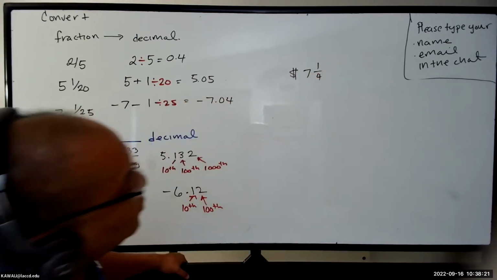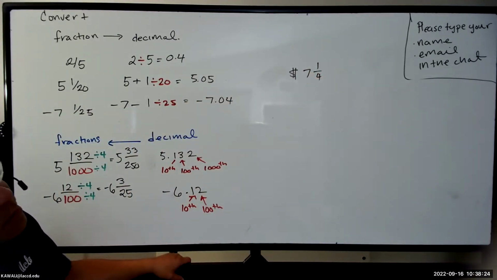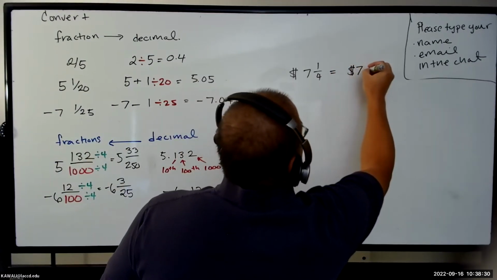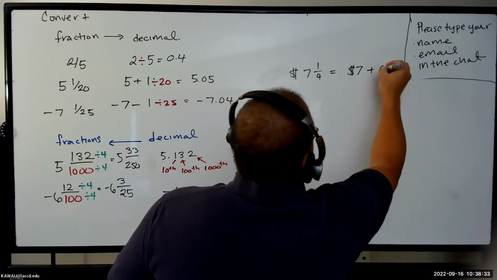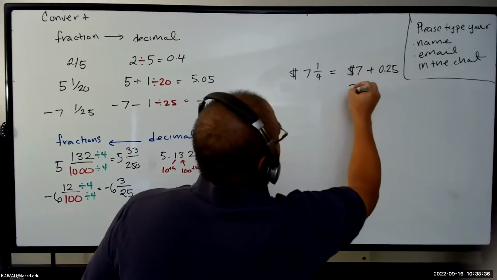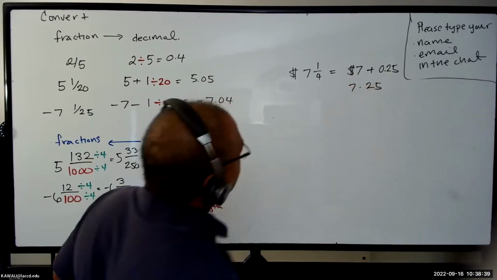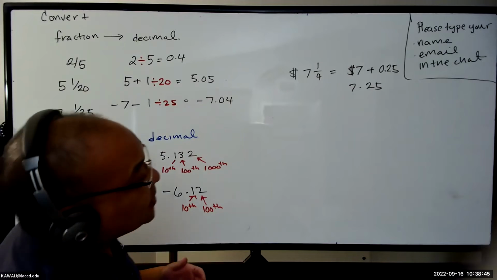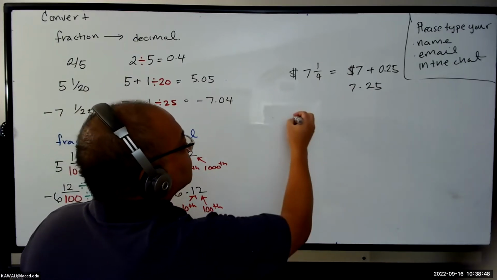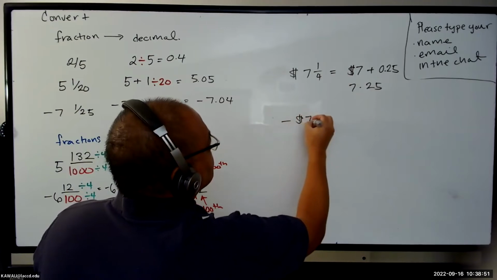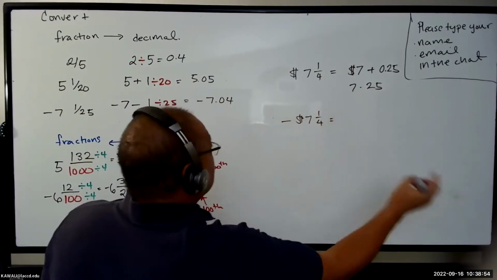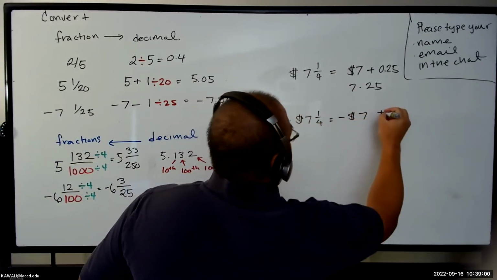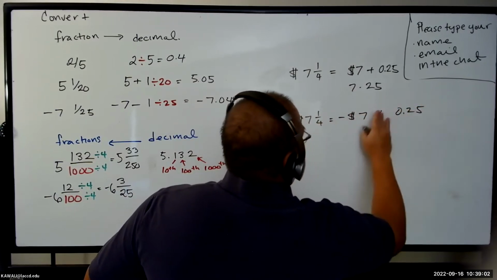$7.25. Do we agree that's $7.25? So this is equal to $7 plus a quarter. Are you okay with that? Yes. Right. Okay. Now let's look at the other way. Let's say you borrowed $7.25. Well, you have to give me $7 in dollar bills, and you also have to give me a quarter.